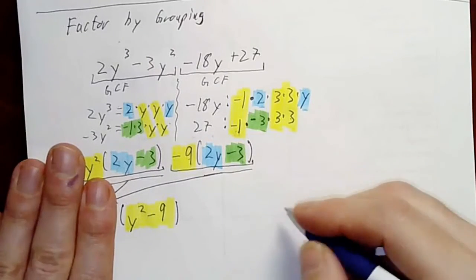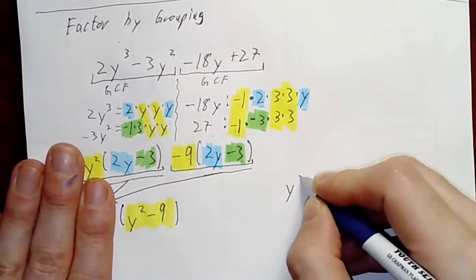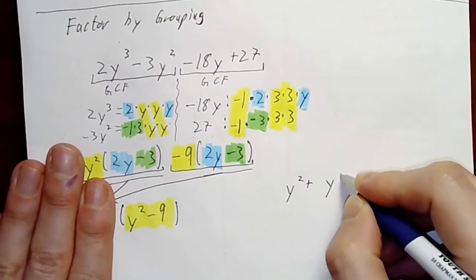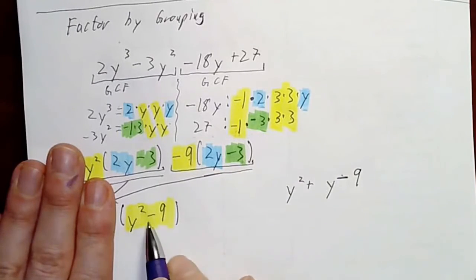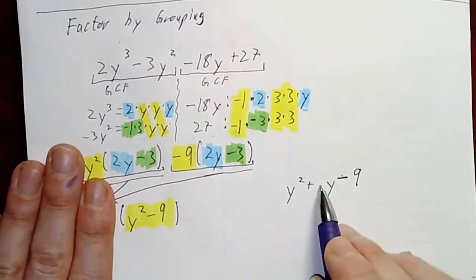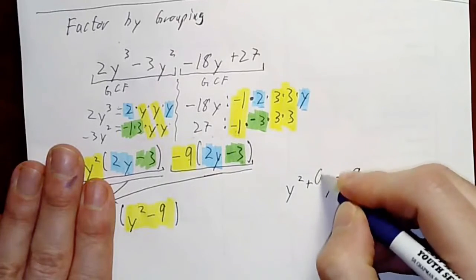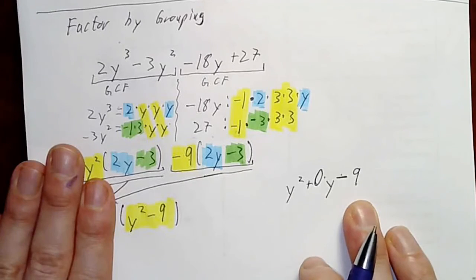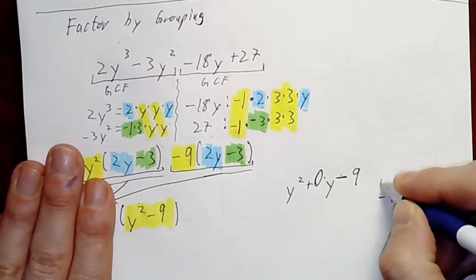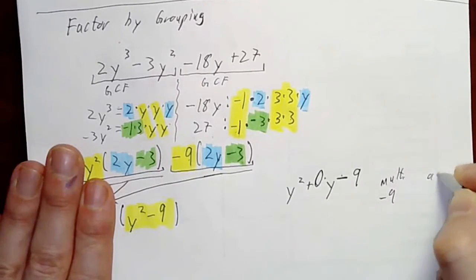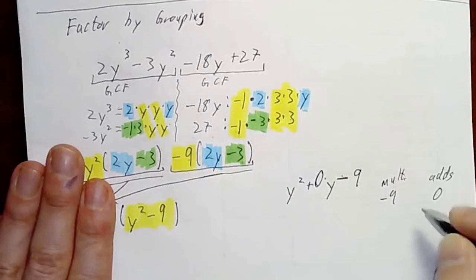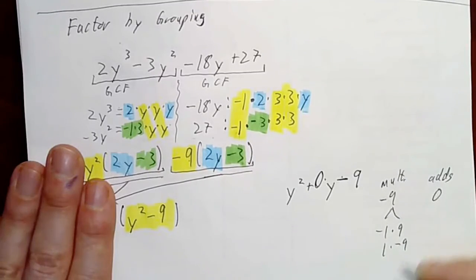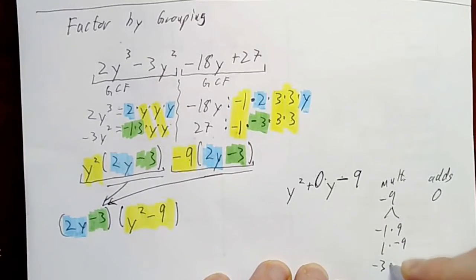That's perfectly acceptable. I'm going to really quickly rewrite this over here, and I'm going to include a y term, even though it's not written. There is no y term here. What that means is that the coefficient to y is 0. And we ask ourselves the same question from up above. What multiplies to negative 9 but adds to 0? So let's look at the factors. Negative 1 times 9, positive 1 times negative 9, and last but not least, negative 3 times positive 3.